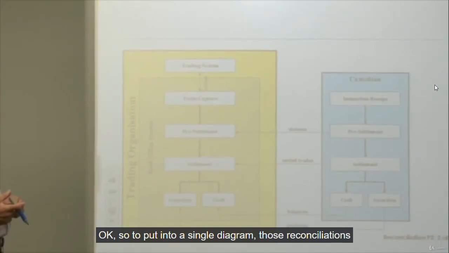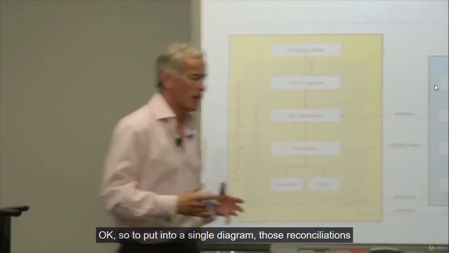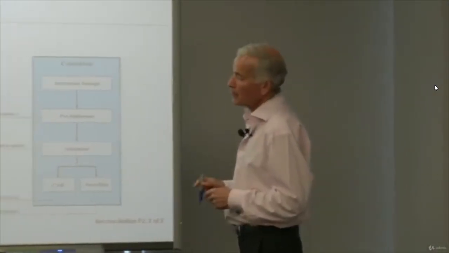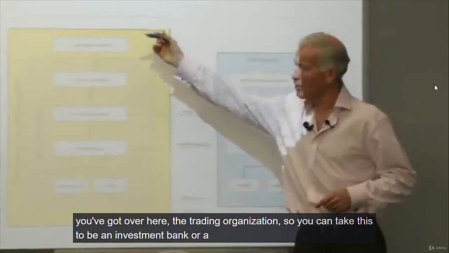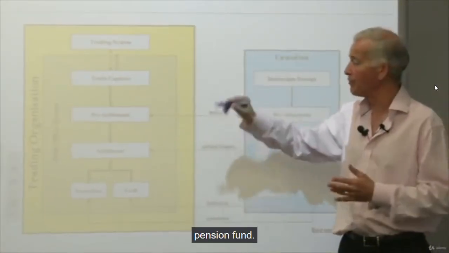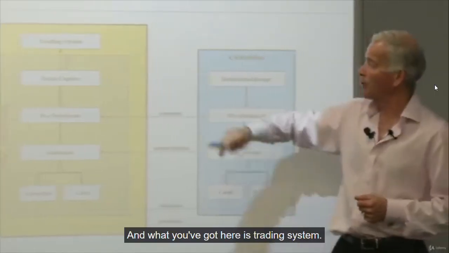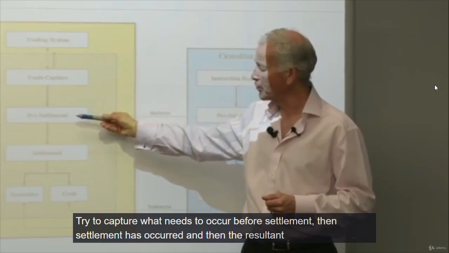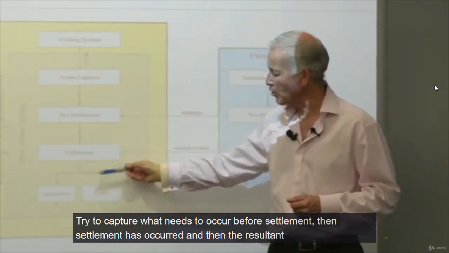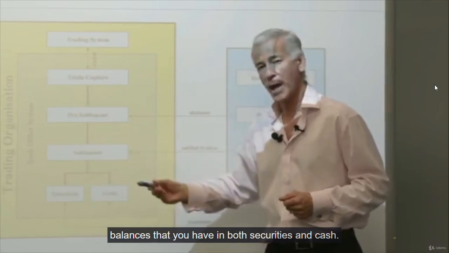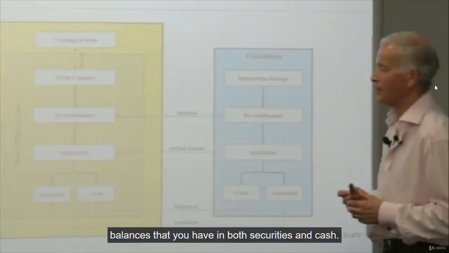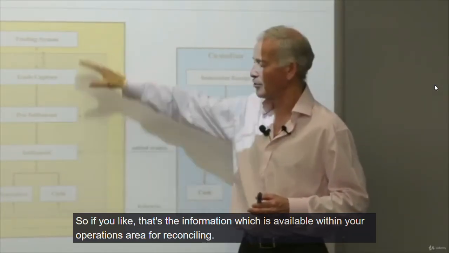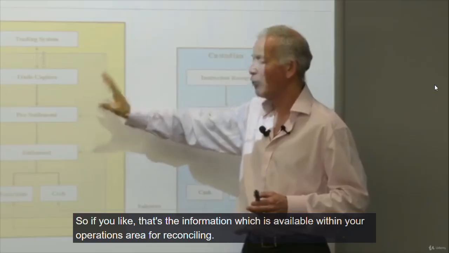Okay, so to put those reconciliations into a single diagram, you've got over here the trading organisation, so you can take this to be an investment bank or a pension fund, it's the same thing. And what you've got here is trading system, trade capture, what needs to occur before settlement, then settlement has occurred, and then the resultant balances that you have in both securities and cash. So if you like, that's the information which is available within your operations area for reconciling.